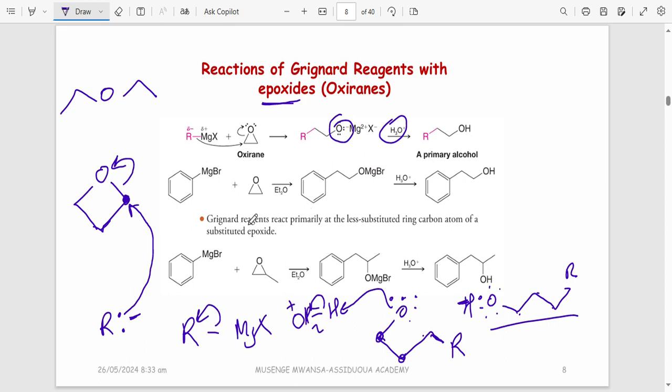Okay, but take note of this, that this came in your tutorial sheet 1. Take note that the Grignard reagent will react primarily at the least substituted carbon. So in a case where you have an epoxide like this one, you have got another group here. This Grignard will come and attack this carbon instead of attacking this carbon which is more substituted.